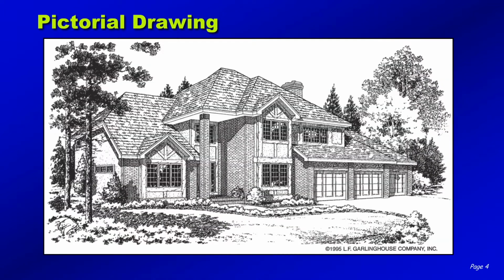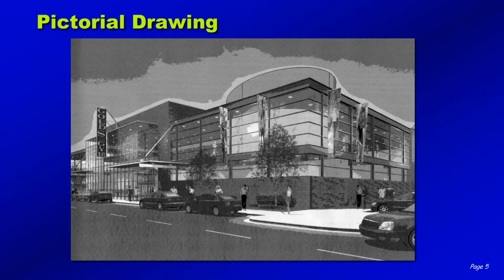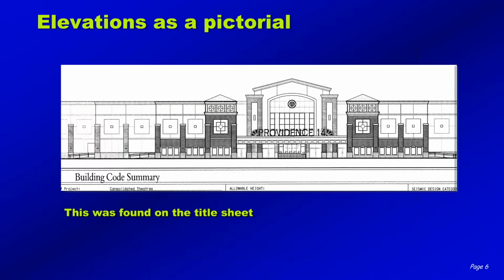So, for instance, if you saw this house and now you've got an idea of what this house is going to look like when it's finished, but you can't build it from that. Therefore, you have to have some plans, sections, and details. Same thing here with this office building. Elevations help do some of the same things.